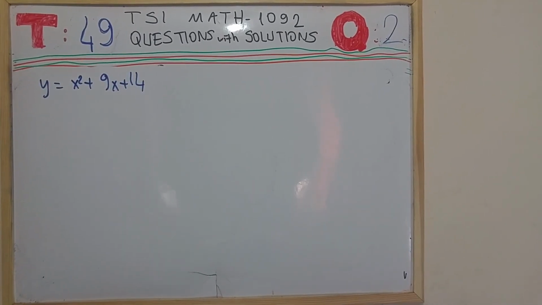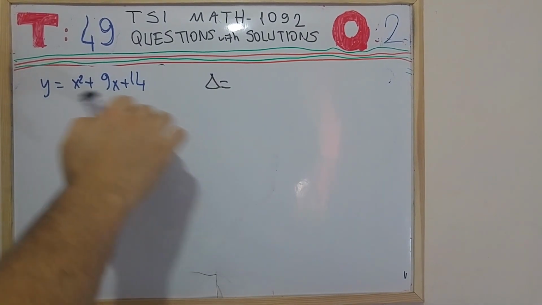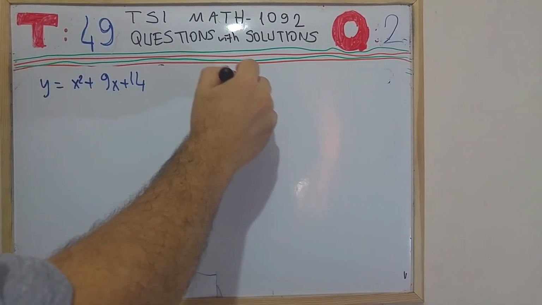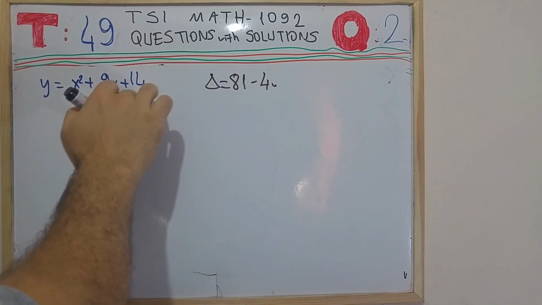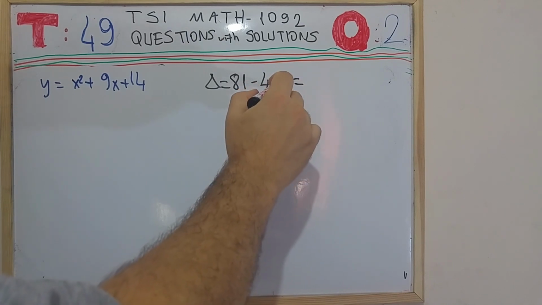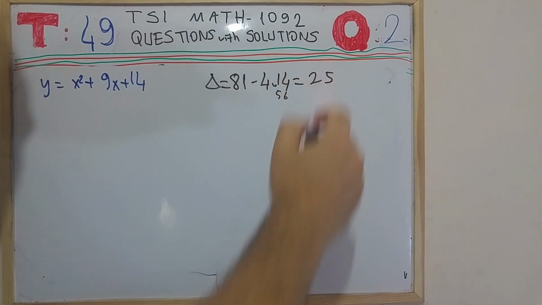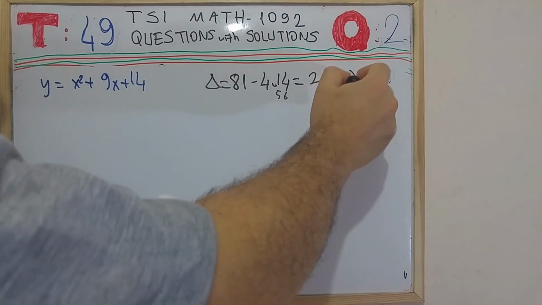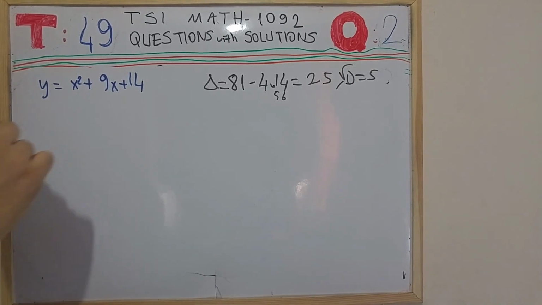Let's calculate the delta for y is equal to 0. Delta will be equal to b squared, which is equal to 81, minus 4 times 14, which is equal to 56. So this is equal to 25. So the square root of delta is equal to 5. Now let's calculate the roots.